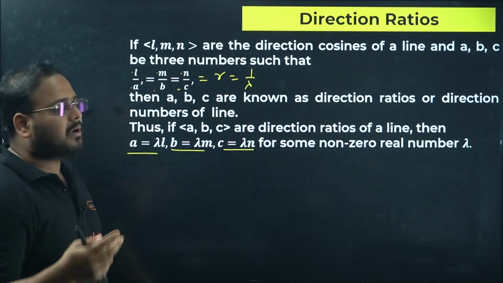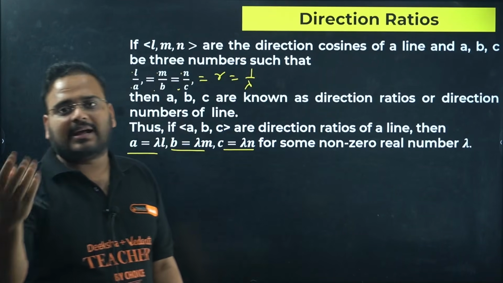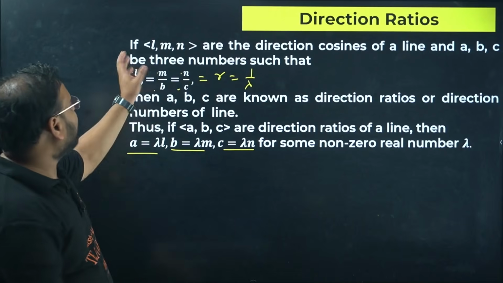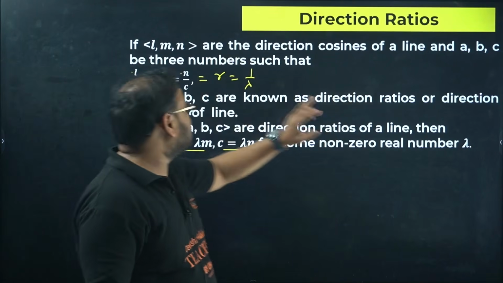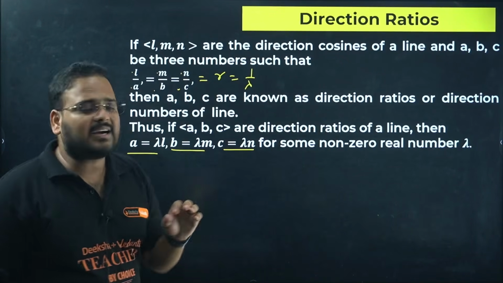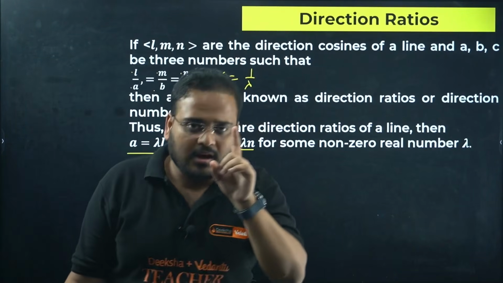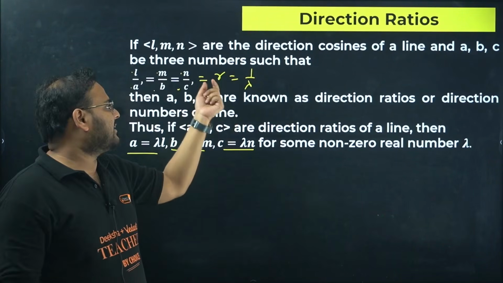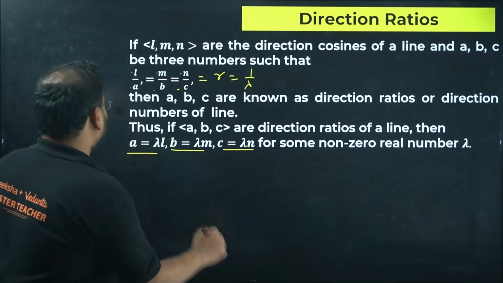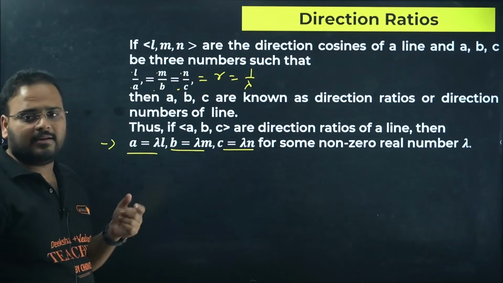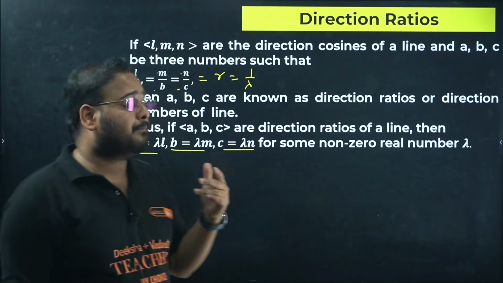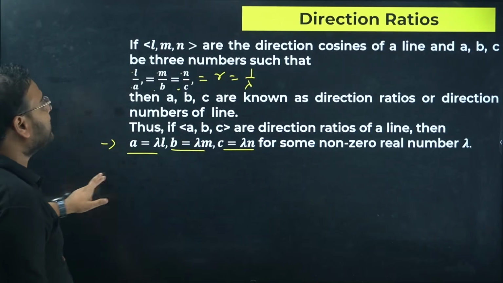This constant is multiplied, and that is the difference between direction cosines and direction ratios. L, M and N are direction cosines, and A, B, C are your 3 numbers such that the ratios L to A, M to B, N to C are always a constant. We take it as either R or 1 by lambda to justify this form: A as lambda L, B as lambda M and C as lambda N.